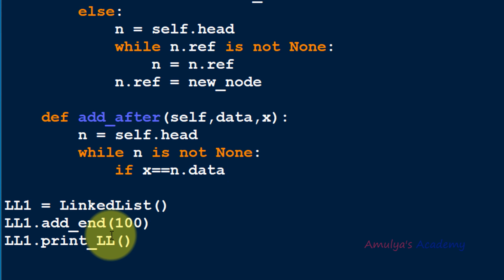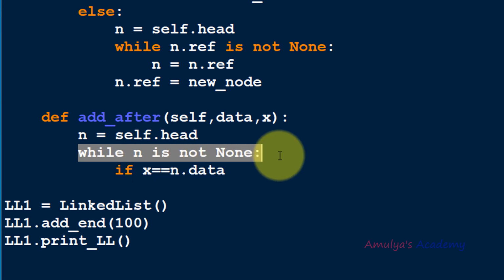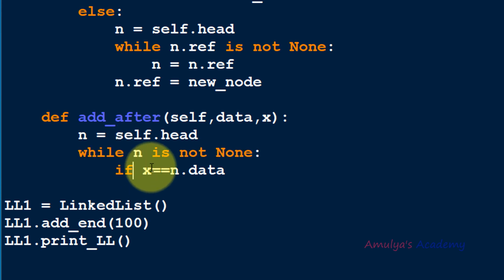So what I'm doing is, first we took n equal to self.head, right? And if it is not an empty linked list, that means n is the first node. Then I'll check the data present in the first node, that is n.data, against x. X is nothing but the mentioned node, after which we need to insert the new node. We are searching for x now. That's why I'm checking x is equal to n.data.